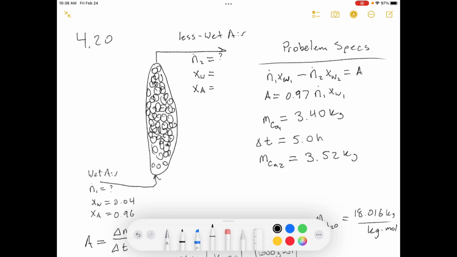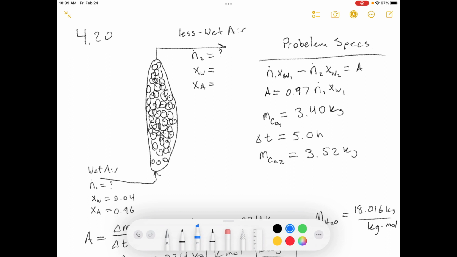Today we're working out of Elementary Principles of Chemical Processes, 3rd edition, and we're doing problem number 4.20. I had a request from a reviewer to take a look at this problem and give my approach as to how I would tackle it. So I start off here with a diagram, and I'll go ahead and read the problem statement.